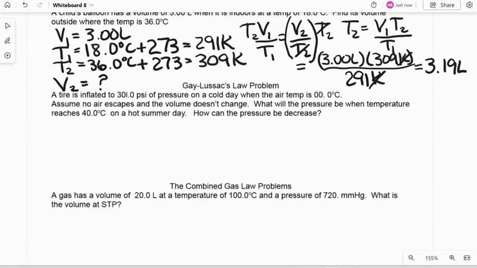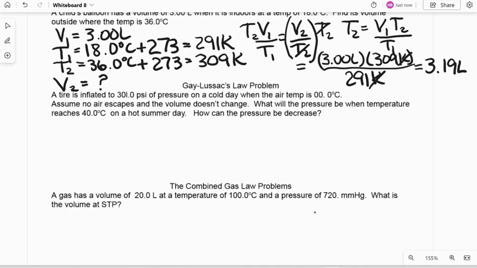Next one is a Gay-Lussac problem. A tire is inflated to 301.0 psi of pressure on a cold day when the temperature is 0 degrees Celsius. Assume no air escapes and the volume doesn't change. What will the pressure be when the temperature reaches 40 degrees Celsius on a hot summer day? So we're going to look at our combined gas law, and we're going to say that the volume doesn't change. So it's going to become P1 over T1 equals P2 over T2.